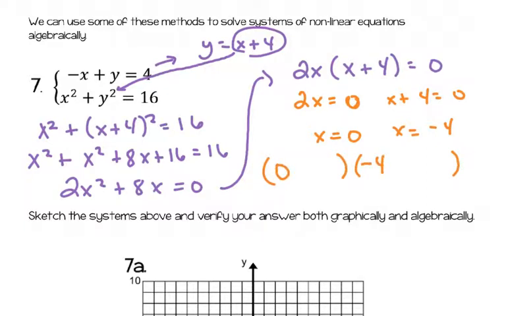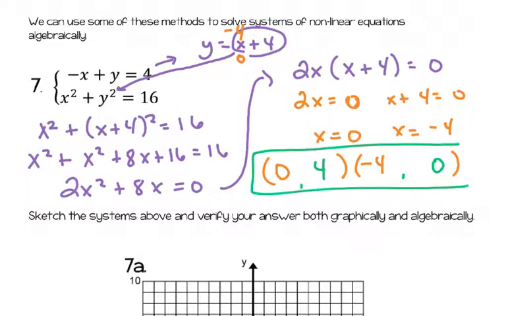Now to find the y value for each of my ordered pairs, I'll plug in 0 for x, so 0 plus 4 is 4. Then I'm going to plug in -4 for x, so -4 plus 4 is 0. And so those are my solutions.